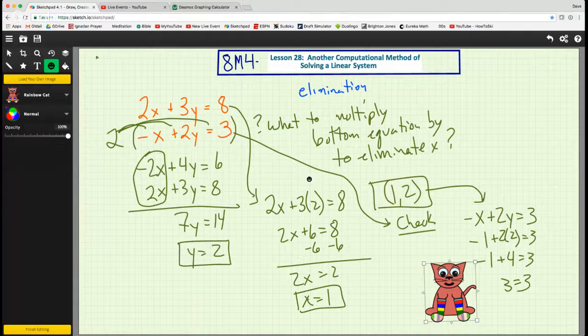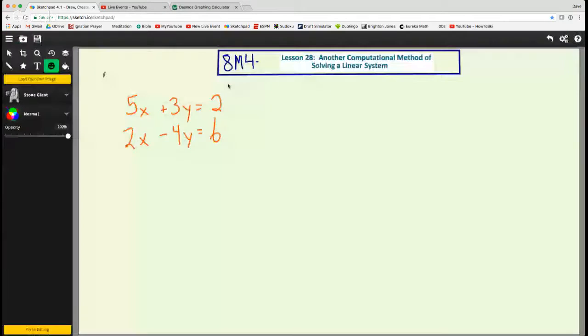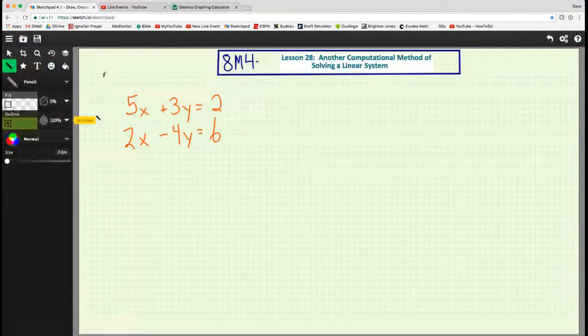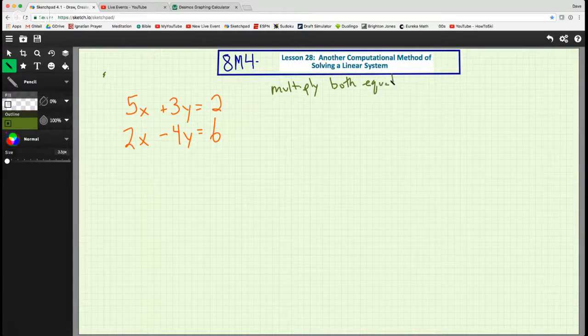One more level of difficulty, and we'll do that one right now, is sometimes you have to multiply, and I'll give you the hint here again, you have to multiply both equations by a number, by a different number.